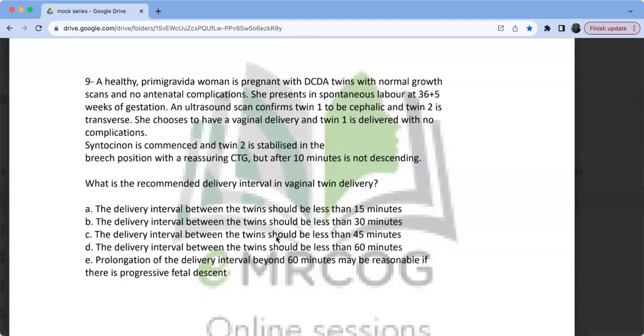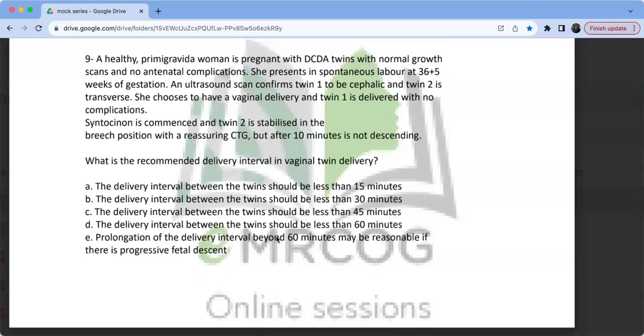Well done. A healthy primey, pregnant with dichorionic diamniotic twin with normal growth and no antenatal complication. She presents in spontaneous labor at 36 plus 5 weeks of gestation. An ultrasound scan confirmed twin 1 to be cephalic and twin 2 to be transverse. She chose to have vaginal delivery and twin 1 delivered with no complications. Syntocinon is commenced and twin 2 is stabilized in the breech position with reassuring CTG, but after 10 minutes it's not descending. What is the recommended delivery interval in vaginal twin delivery?